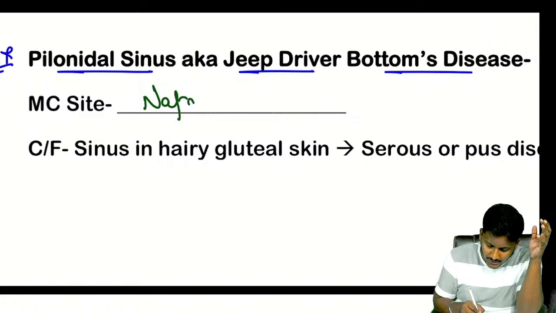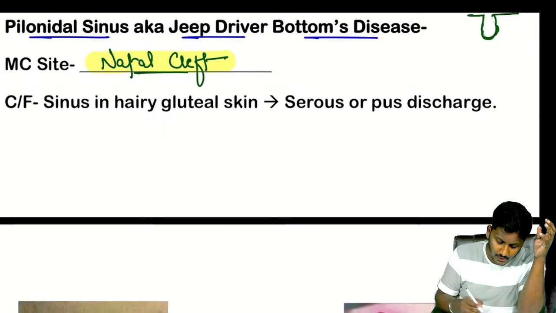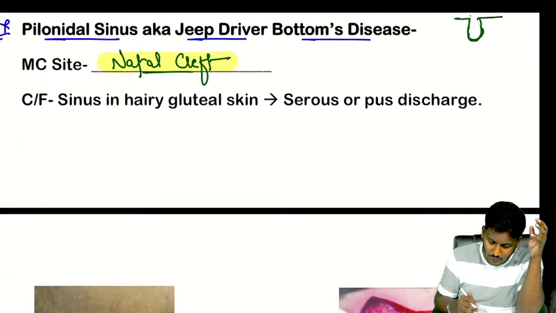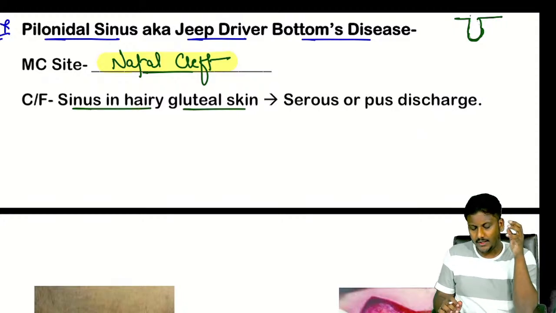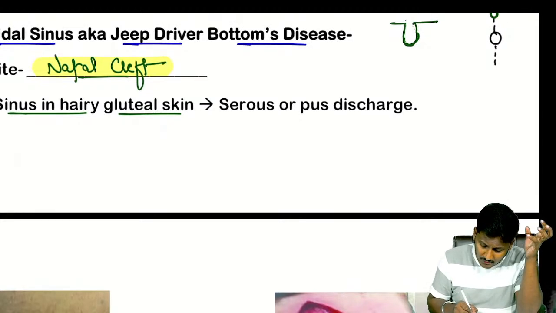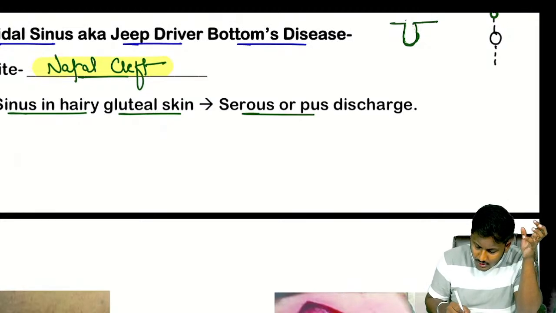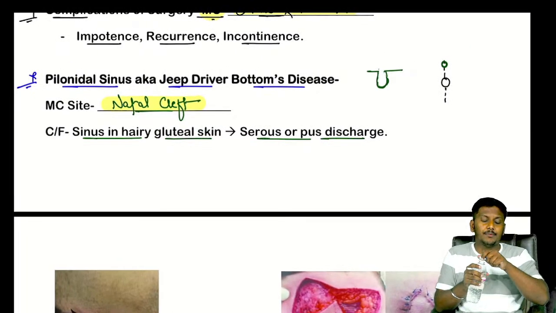Clear? So if they ask you about pilonidal sinus or jeep driver's bottom disease, the most common site, as I've told you, is between the two buttocks, and that area is known as the natal cleft. If they ask what will be seen, as I've told you, here you will be able to see a sinus in the hairy gluteal skin, and from that sinus there will be a serous or pus-like discharge coming out.